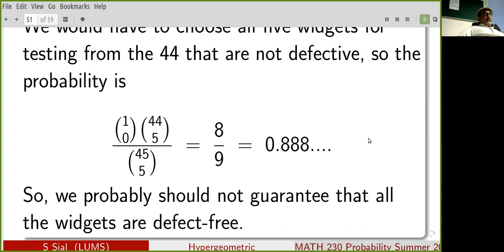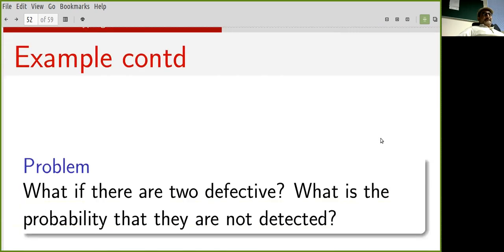So this policy of testing 5 widgets out of 45 is, if there's 1 defective widget, an 88%, 89% chance that we're going to ship. And so we probably shouldn't be giving a guarantee that all widgets are defect free.